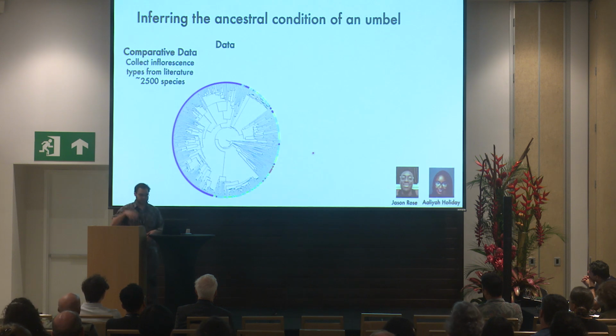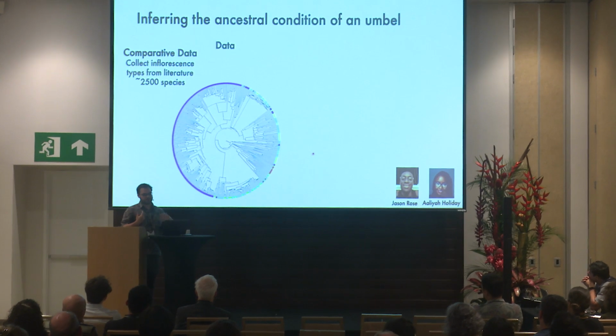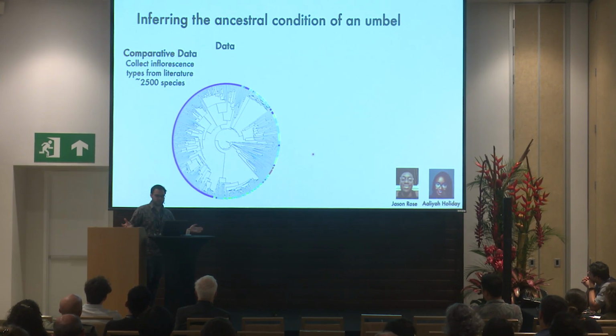So to do that, going back to the original introduction of this talk, we need to collect comparative data, we need a phylogenetic framework, and we need a model of evolution. For the comparative data, myself and two aforementioned students went through and collected inflorescence types from the literature from across the monocots, trying to sample as much diversity as we could. So approximately 2,500 species is roughly where we ended up.